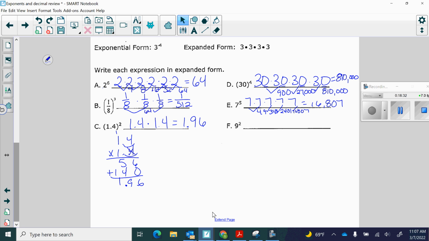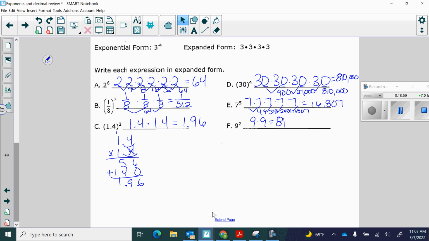All right, the next one, Micah. So, 9 squared, so you know, it's 9 times 9. And that equals? 81. So does everybody understand the difference between multiplying repeatedly for exponents and adding repeatedly? Right? Fix your face, please.